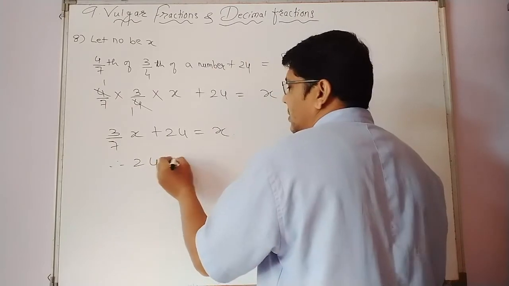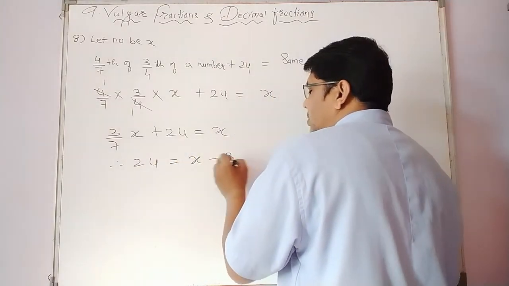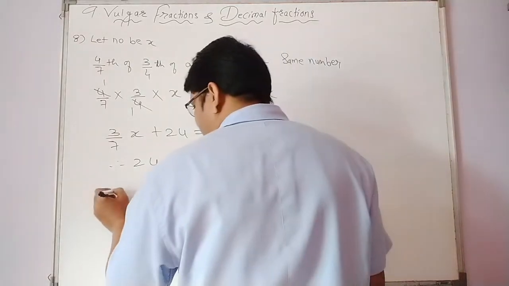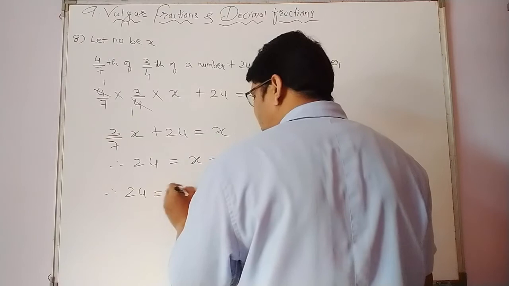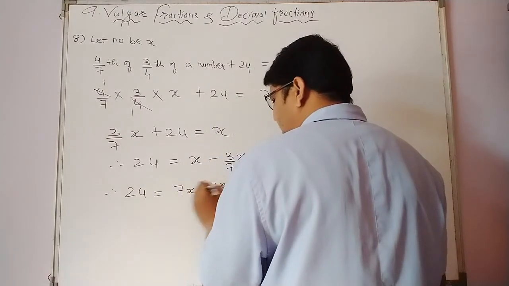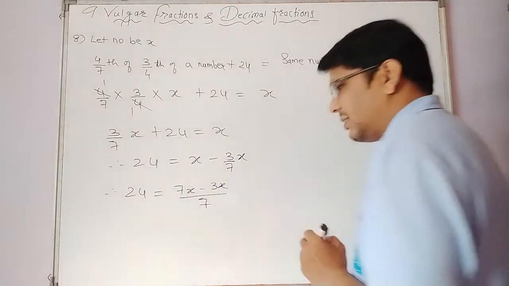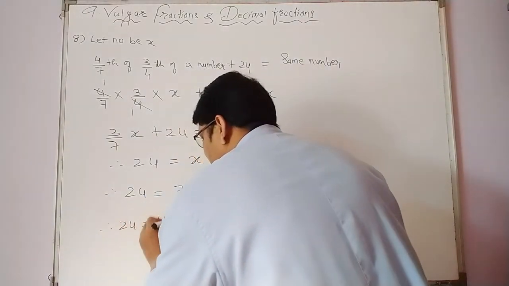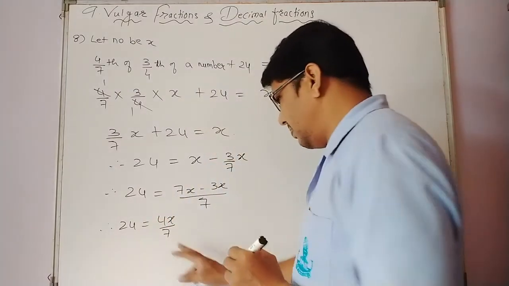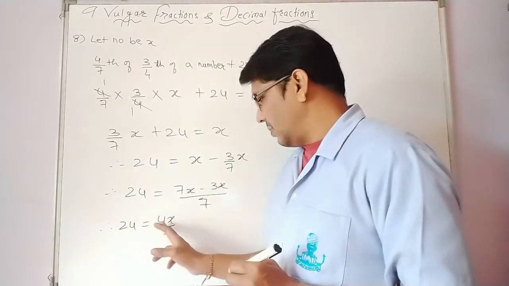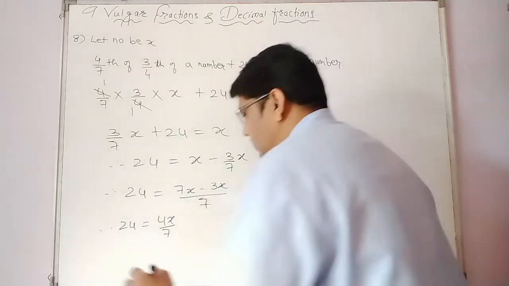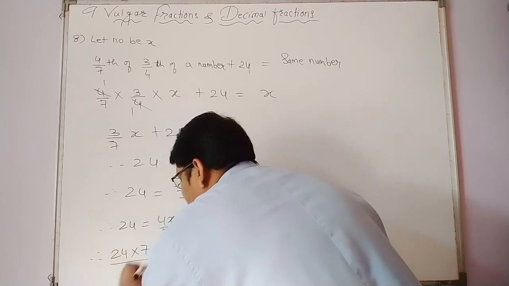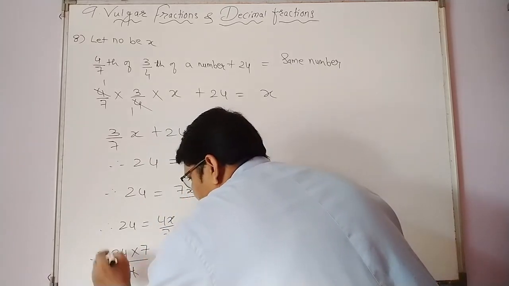So therefore, bring this to this side. It becomes subtraction. x minus 3 upon 7x. Go for equalization. So what happens? 24 is equal to 7x minus 3x upon 7. So 7x minus 3x, obviously 4x. So therefore, 24 is equal to 4x upon 7. Now bring this 7 to this side, so it will be in multiplication. Bring this 4 to this side, it will be in division. Okay, so therefore 24 into 7 upon 4, that is equal to x.